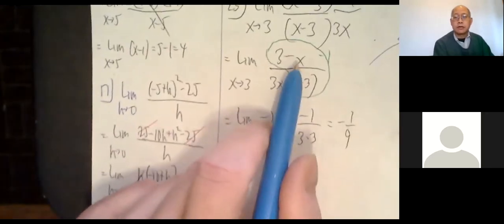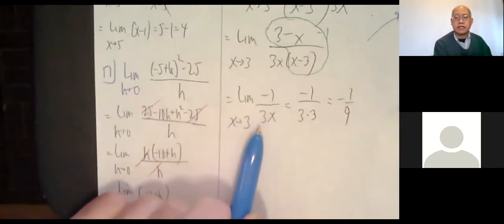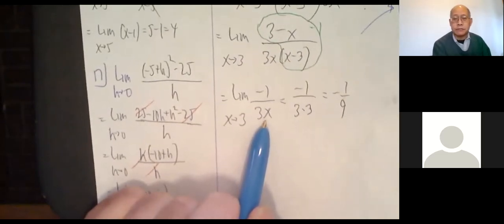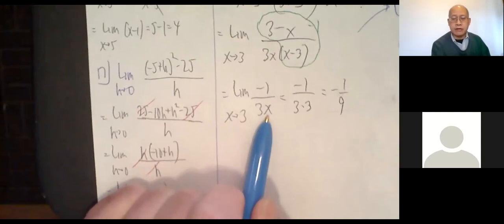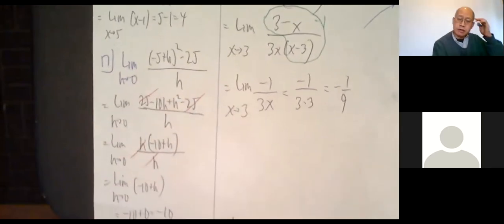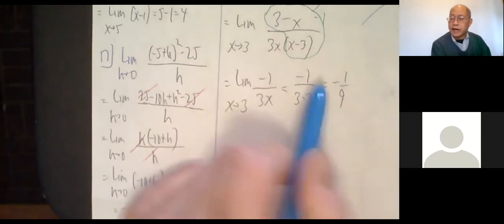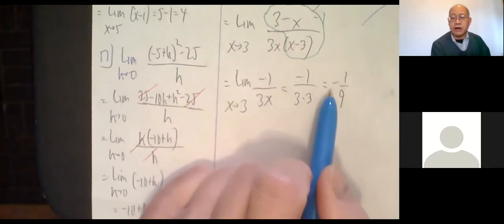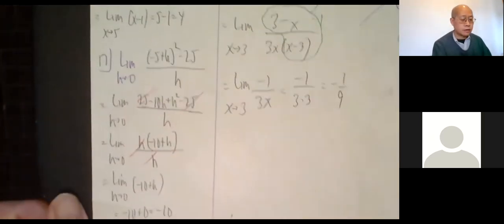Okay. So this is now negative 1 over 3x. Now I can substitute because I'm not dividing by 0 or anything. So put a 3 right there. So negative 1 over 3 times 3. Final answer is negative 1/9. So again, you should not write limit as x approaches 3 of negative 1/9 in your final answer. Final answer is just negative 1/9. And there we go.